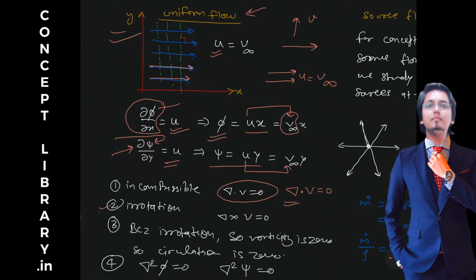Okay, next thing is irrotational. It means the cross product, or you can say curl, is also 0. Because it is irrotational, vorticity is 0, and that's why circulation is also 0. And phi will satisfy the Laplace equation for this uniform flow, and psi will also satisfy the Laplace equation for uniform flow.